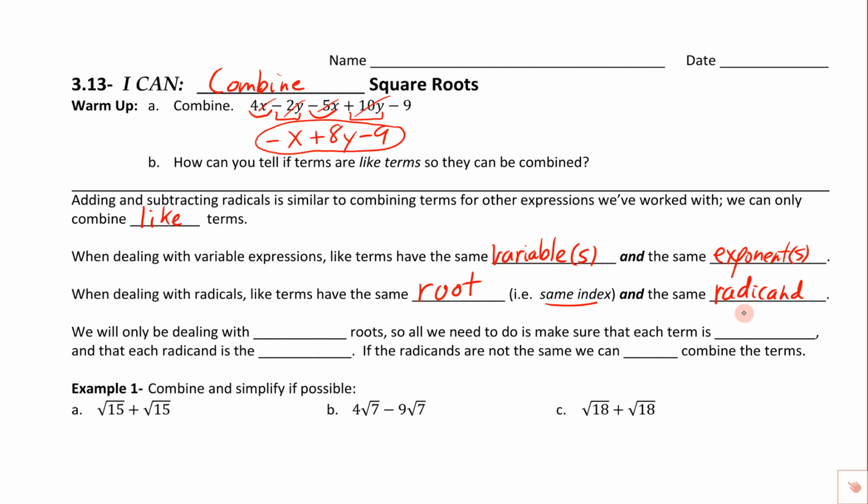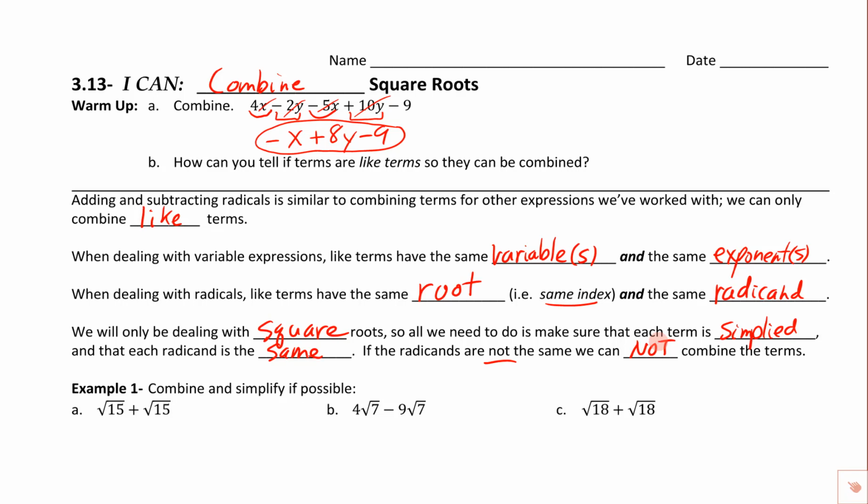Now, in this particular section, in 8th grade, we're only going to be dealing with square roots. All right, so the root is automatically the same. All we need to do is make sure that each term is simplified, so we're going to write simplified here, and that each radicand is the same. So they're all going to be square roots. We're going to make sure that they're simplified. We're going to make sure that the radicands are all the same. And if the radicands are not the same, then we cannot combine them. And we will run into things where we can't really combine anything. We can only simplify each one of the terms.